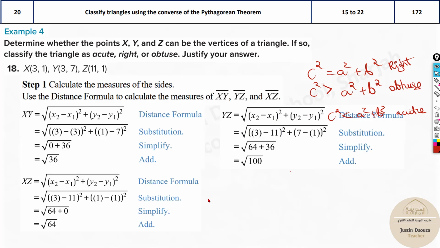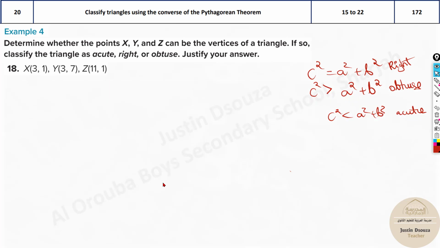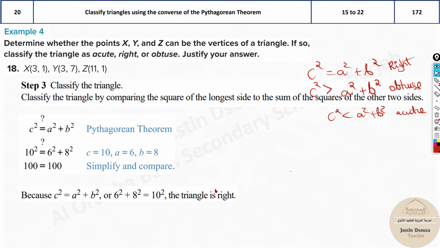And the same concept over here as well. Please do try to solve these problems by yourselves and then check for the answer. Over here it's possible to form, and only then you can do the last step, and it's a right angle triangle here.